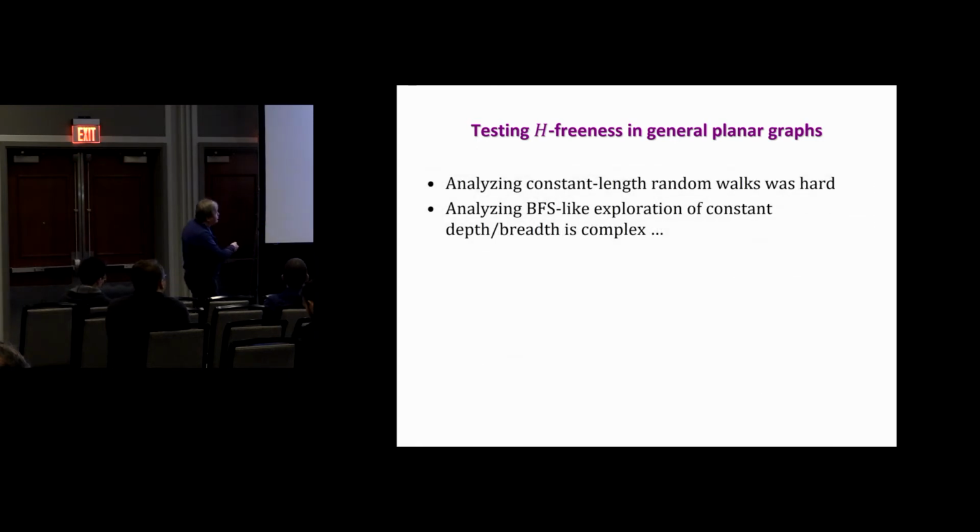So this is exactly what I was saying. Constant random walks. So you should think, what do we know about random walks of constant length? Usually we know very little. We know that if you have an expander and you run a logarithmic length random walk, you reach a random vertex. But this is a constant length random walk, so it's more difficult to say anything. So here our goal was to do this actually for BFS-like exploration.